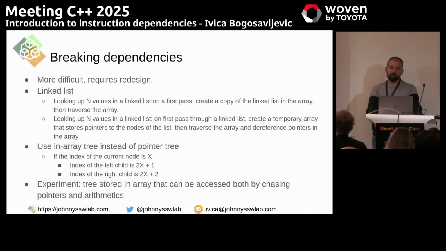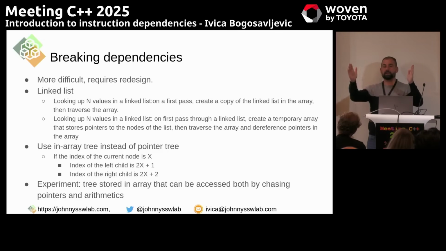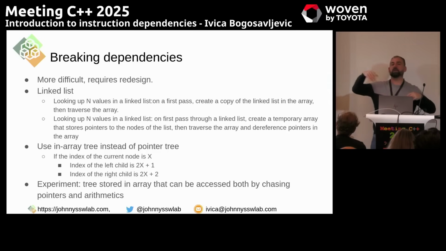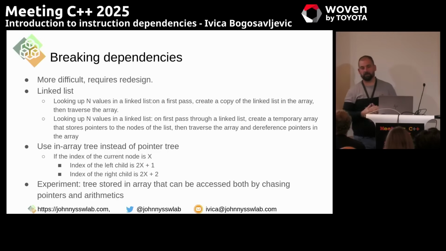So if you're looking up n values in a linked list, how do you do it? In the first pass, you go through the linked list only once, and you create an array. Each value in the array points to a node in the linked list. In the second pass, instead of going through the linked list, you go through the array. So what happens then? When you're going over the array instead of the linked list, you can do all loads in parallel. The CPU can execute many loads in parallel. This is not possible with linked lists.